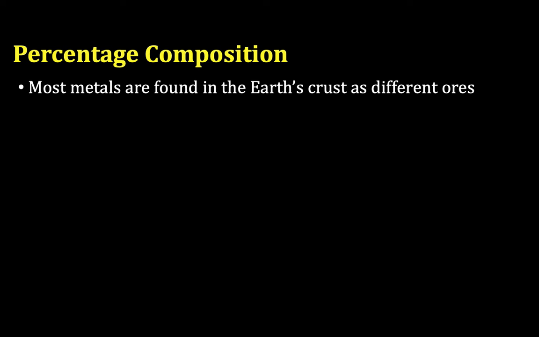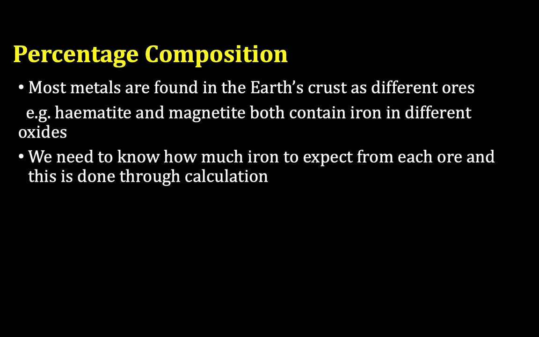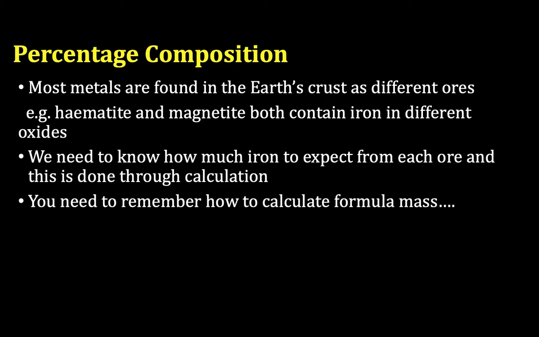So as you already know from our previous lessons, most metals are found in the Earth's crust as different ores. So hematite and magnetite both contain iron in different oxides. We need to know how much iron to expect from each ore, and this is done through calculation. You need to remember how to calculate formula mass. That's important for percentage composition.